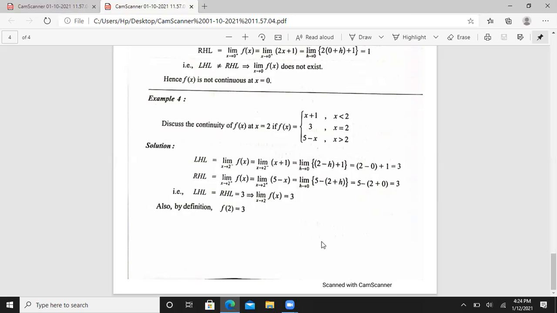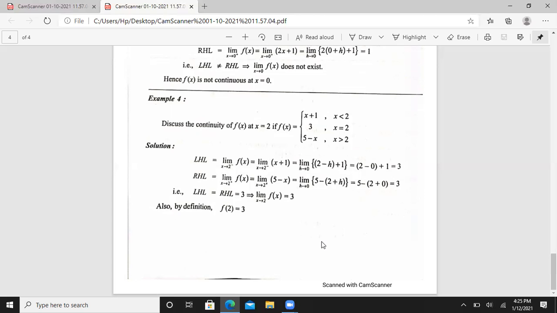Then the RHL: the limit as x tends to 2 plus of f of x is equal to the limit as x tends to 2 plus of 5 minus x, which is equal to the limit as h tends to 0 of 5 minus (2 plus h). After simplification, as h tends to 0, 2 plus 0 is 2, and 5 minus 2 is 3. This means the LHL and RHL are equal, LHL is equal to RHL is equal to 3, that is, the limit as x tends to 2 of f of x is equal to 3.